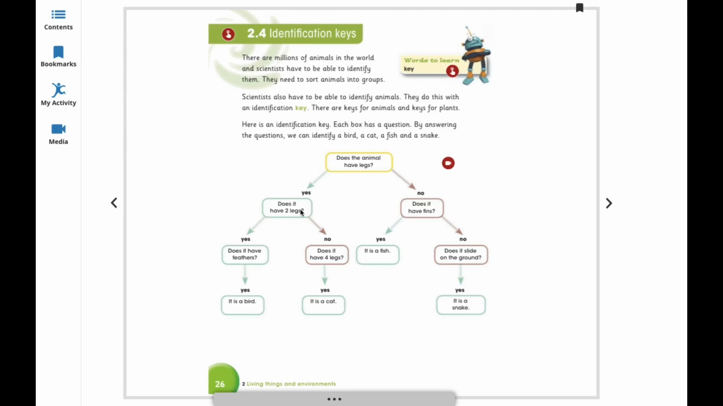It does have legs. Does it have two legs? Yes. Okay. Does it have feathers? Yes. It's a bird. Okay. So in keys like this, we can only have yes or no answers. Okay. It makes it very simple to get to the identification that we're looking for. Okay. Obviously, with some animals, there are lots more questions, of course. Okay, but this is just to teach you how we make an identification key, okay?